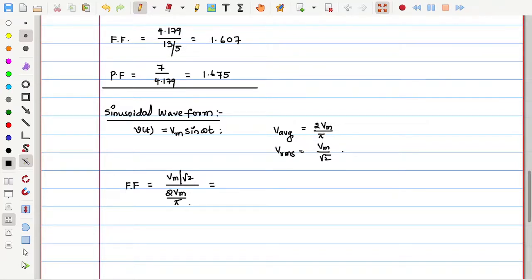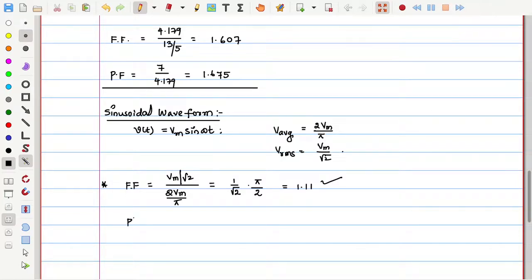Vm will cancel out. So 1 by root 2 will be in the numerator, and in the denominator pi by 2. Together you will get 1.11. Is that correct? Check it. 1.11, sir. Correct, sir. Okay, so for a sinusoidal voltage the form factor is 1.11, which is very important. For any sinusoidal waveform, you will get 1.11.